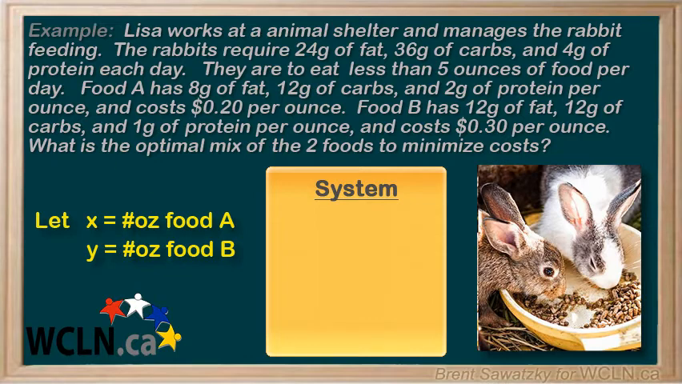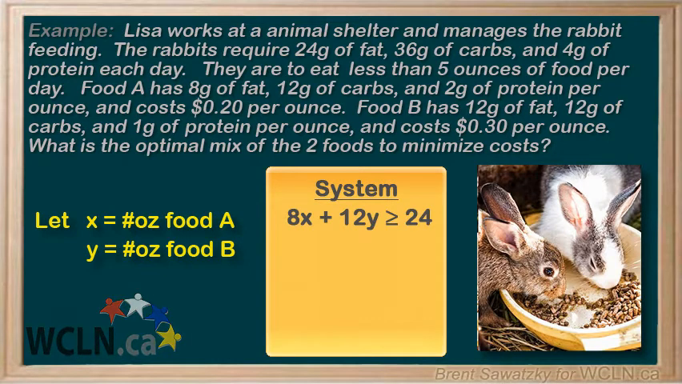For fat, we see food A has 8 grams and food B has 12 grams. And our resulting mix should have equal or more than 24 grams. So our inequality: 8x for the amount of fat in food A plus 12y for the amount of fat in food B, and that has to be equal or greater than 24.